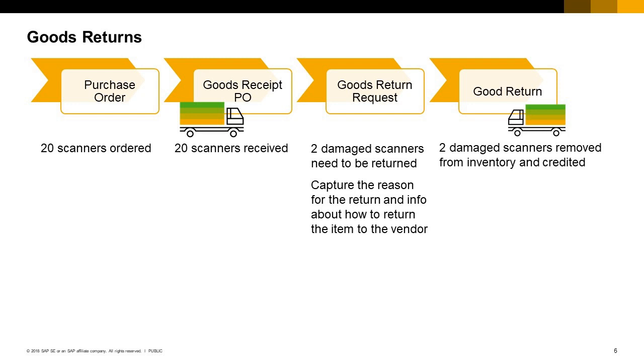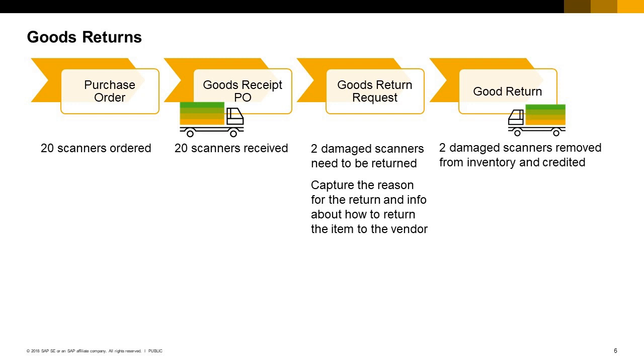Imagine that we ordered 20 scanners. The vendor delivered all 20 and we received them on a goods receipt PO. Then we discover that 2 were damaged in transit. The receiving clerk can create a goods return request to document the need to return the scanners to the vendor for credit. He can put in the reason we need to return the items. The clerk can contact the vendor and get instructions on how to send the item back to the vendor, perhaps including a return materials authorization, RMA, number to use when mailing back the item to the vendor.